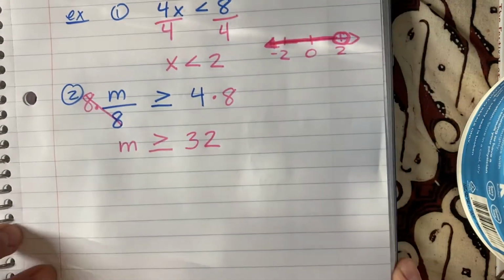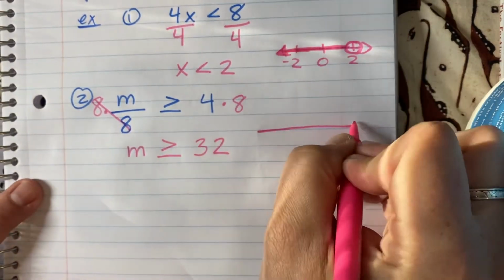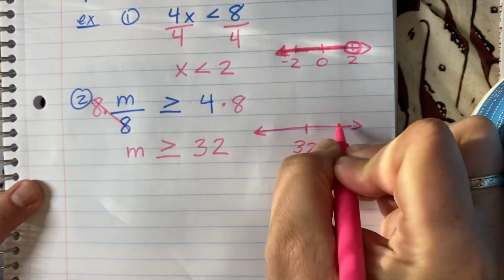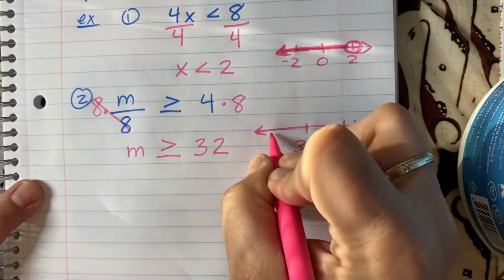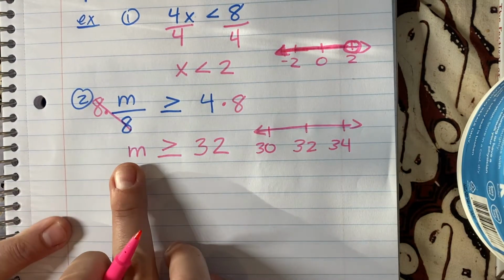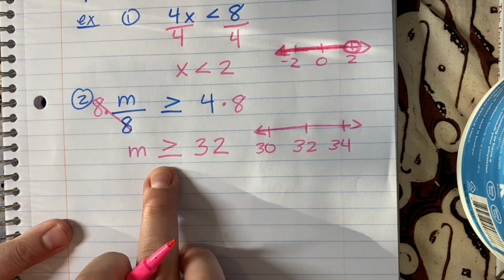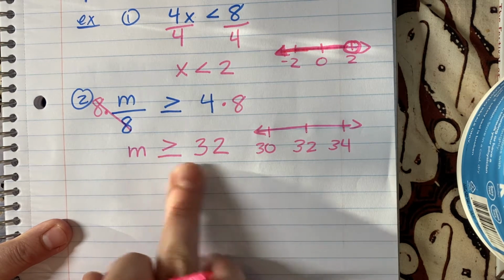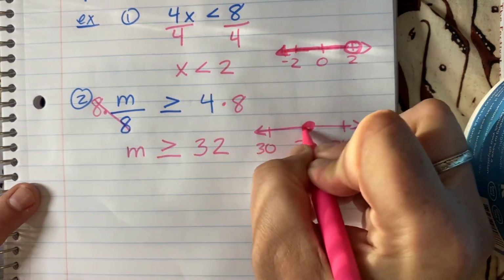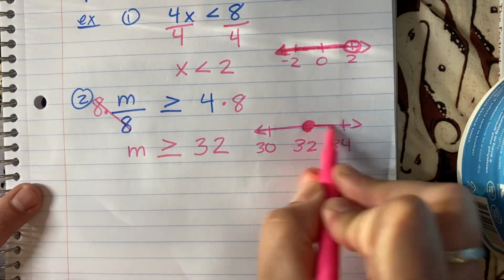Let's go ahead and graph. We make our number line. And we can graph a couple numbers here. So we have 32, 34, and 30. Now, it tells us m is greater than or equal. Remember, the line underneath tells us 32 is part of our solution set. So we're going to do a closed circle. And it's greater than, so we're going to shade to the right.